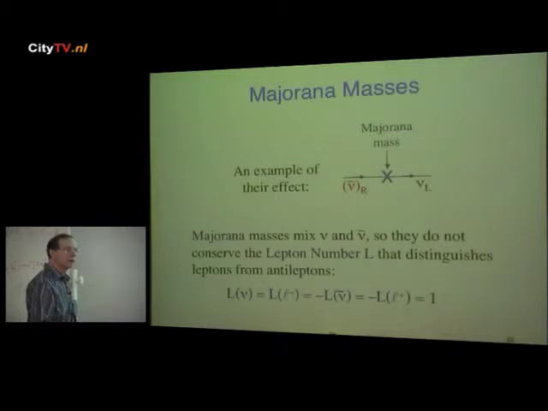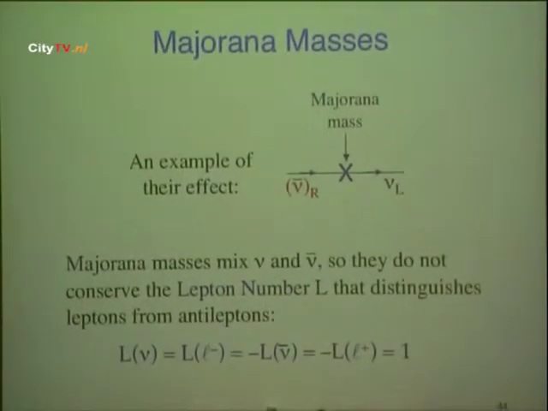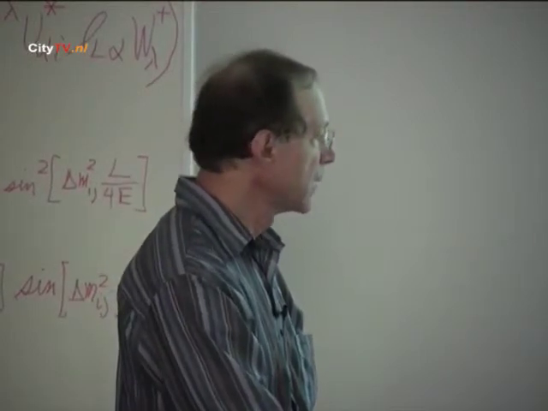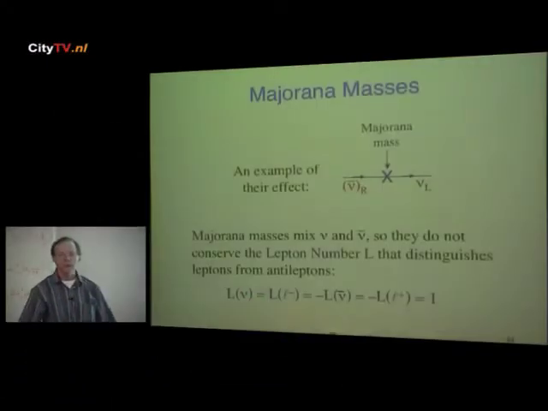So they mix nu and nu bar, and consequently they don't conserve the lepton number L that distinguishes leptons, neutral and charged on the one hand, from antileptons, neutral and charged. This is not lepton flavor. It's leptonness versus antileptonness. It's the leptonic equivalent of the baryon number that distinguishes a neutron from an antineutron. That's what this quantum number is. If there are terms like this which mix nu and nu bar, which have opposite values of this quantum number, then obviously this quantum number is not conserved. So Majorana mass terms explicitly violate L conservation.